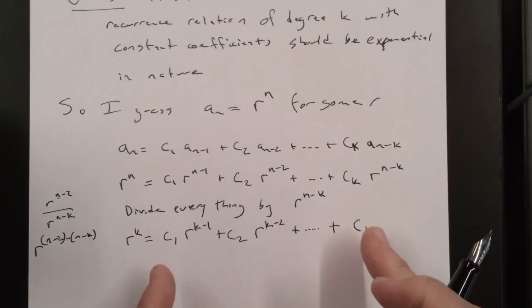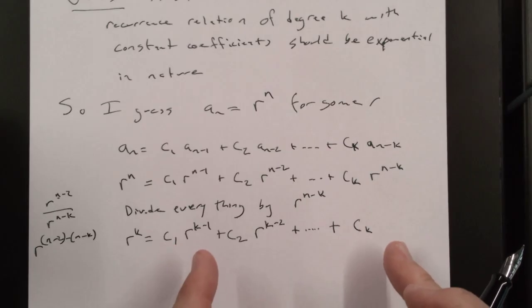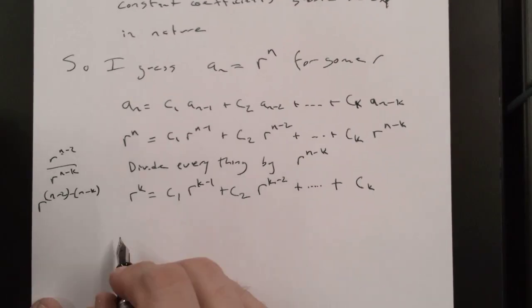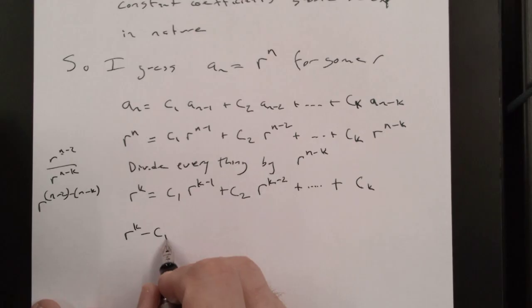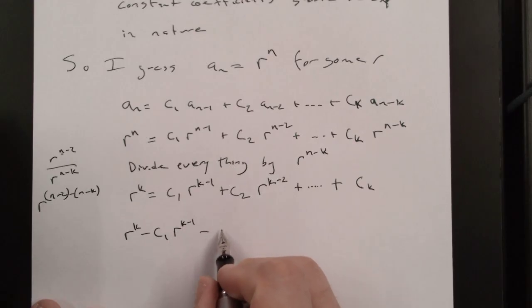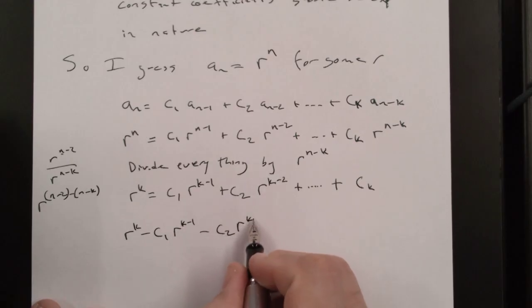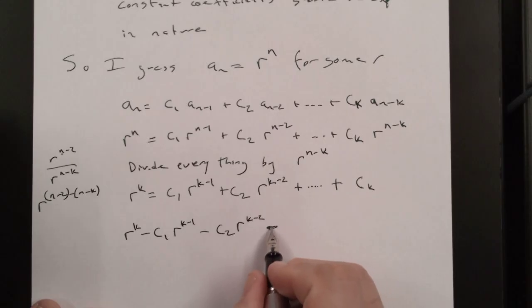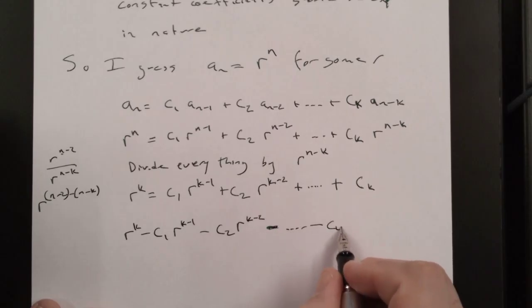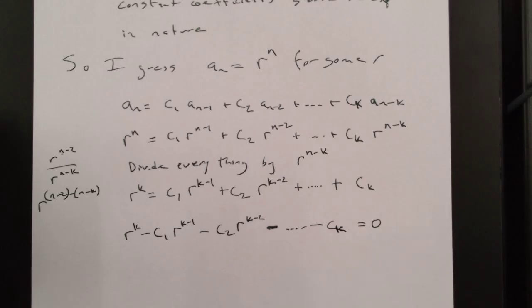I'm going to take all of this from the right side and put it on the left side. r to the k minus c_1 r to the k minus 1, minus c_2 r to the k minus 2, dot, dot, dot, minus c_k, equals 0. Holy crap, wait a second. This is a polynomial in the variable r. If you don't like r, change it to x. I don't care. That's a polynomial.